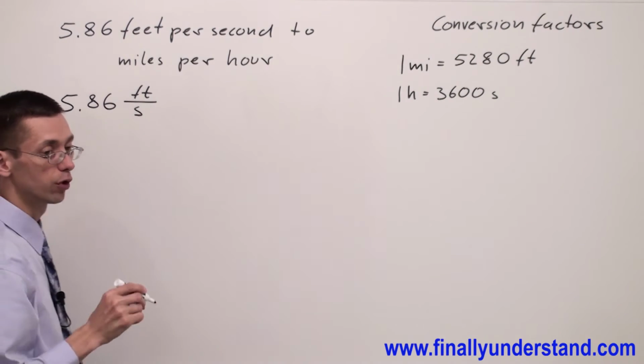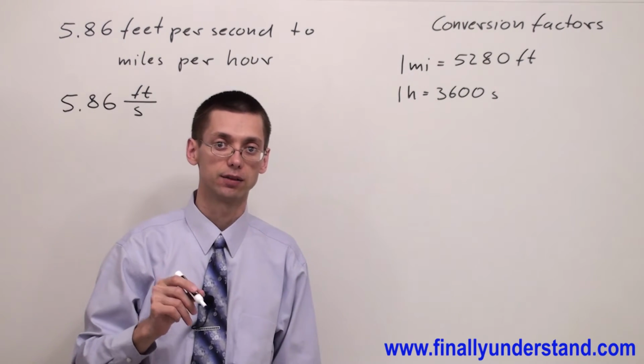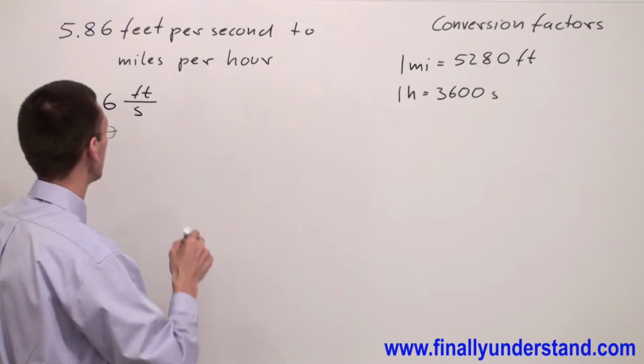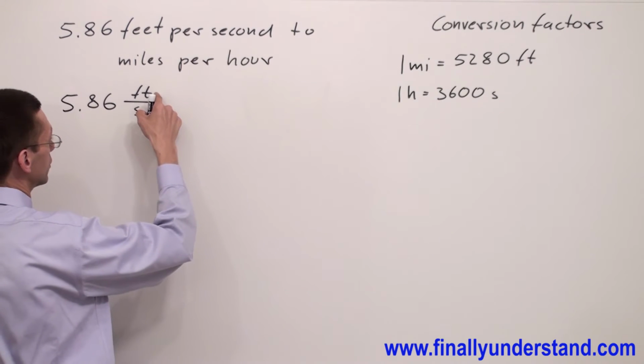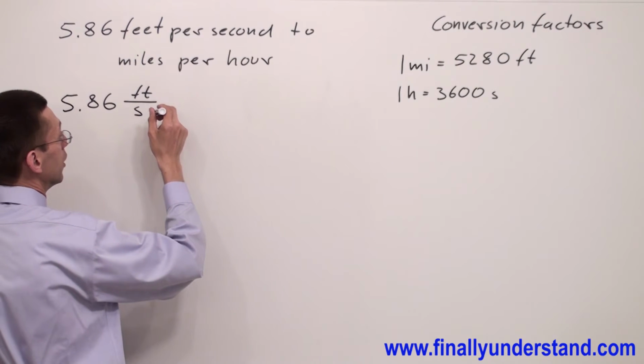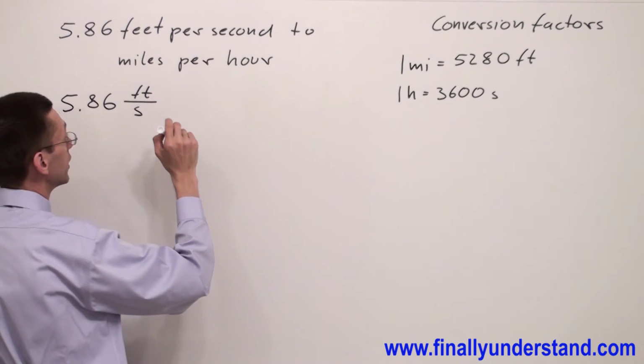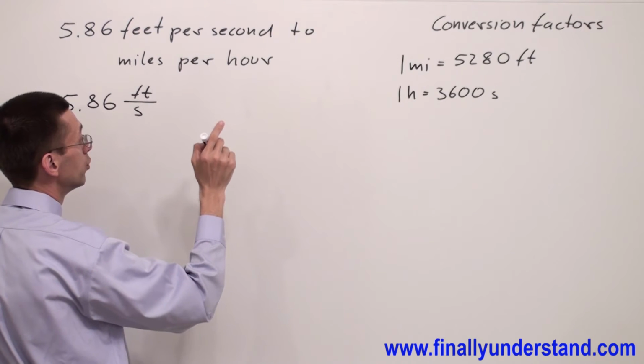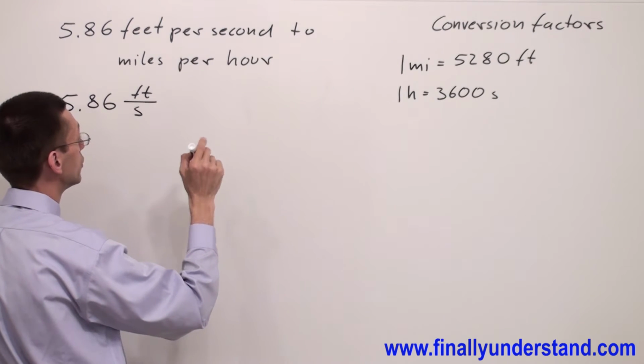I'm going to convert one unit at a time. I'm going to start from distance, but you can start from either one. I'm going to start from distance. Conversion factor says that 5,280 feet is equal 1 mile.